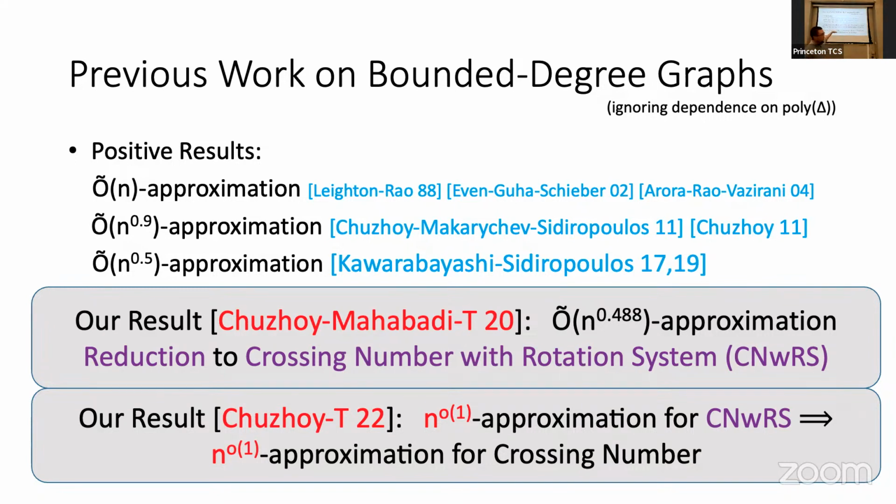Yeah, so this is all about bounded degree graphs. Actually, if we look at general graphs, then in the approximation ratio there's a poly of max degree factor. So poly delta, I'm ignoring that on the slide. Okay, any questions?